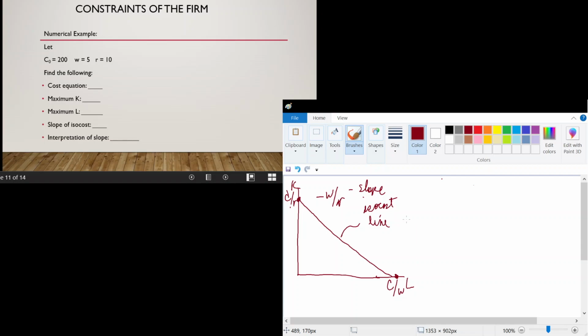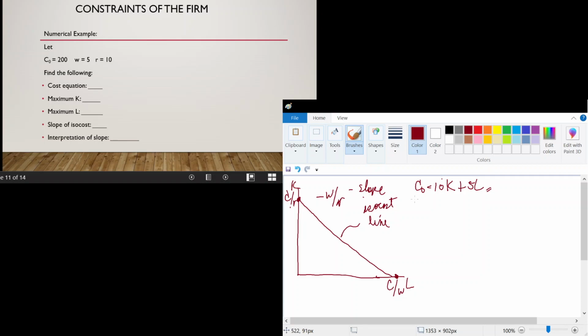So, yung first is we need to find the cost equation. Okay? So, yung cost equation natin ngayon can be represented as, so, yung cost is equal to, ano yung rate natin? 10K. Diba, if you can remember, C equals RK plus WL kanina. Since we have now the value of R equal to 10, then we can write 10K plus yung wage natin, which is 5, then L. 5L. Okay, so ito ngayon yung cost equation natin.